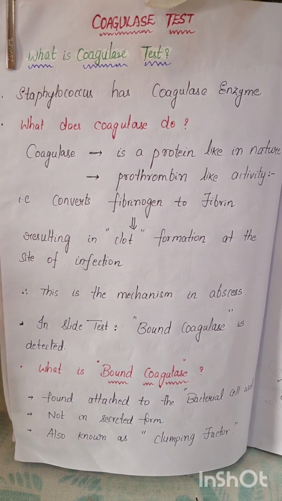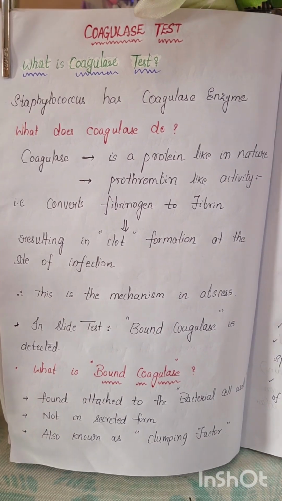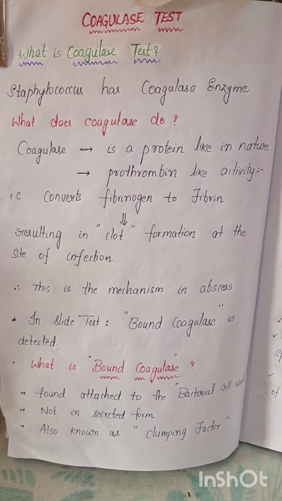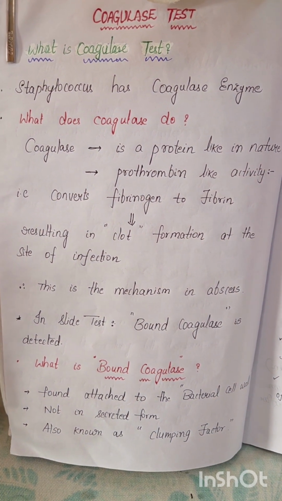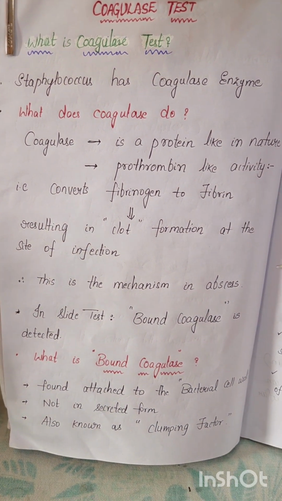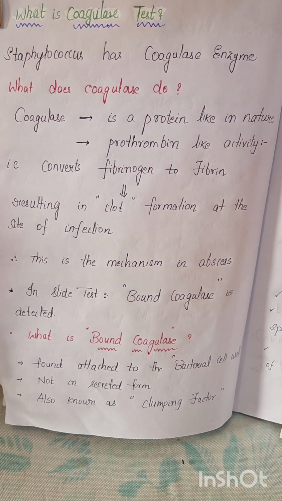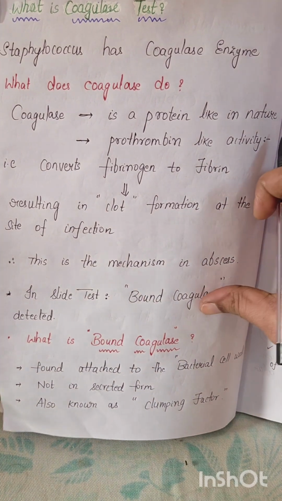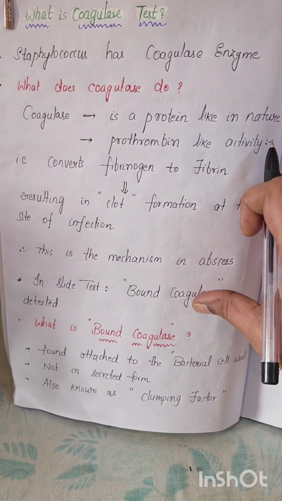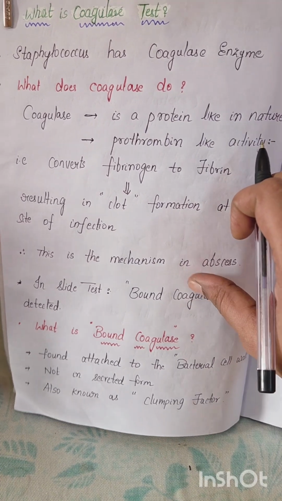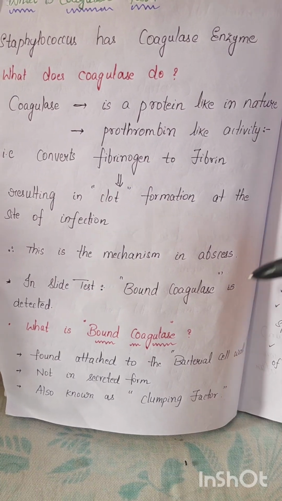In the slide test, bound coagulase is detected. We are going to discuss what bound coagulase is. The coagulase test can be of two types, as you already know: slide coagulase as well as tube coagulase. First we are going to discuss bound coagulase. Bound coagulase is an enzyme that is found attached to the bacterial cell wall, but it is not in secreted form. It is only found attached to the bacterial cell wall, and it is also known as clumping factor. Okay, clumping factor.